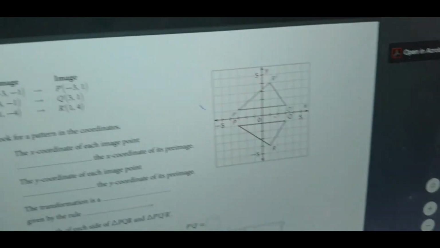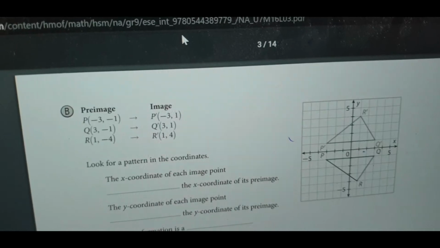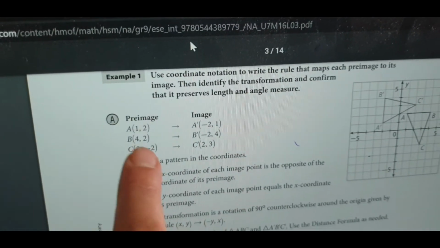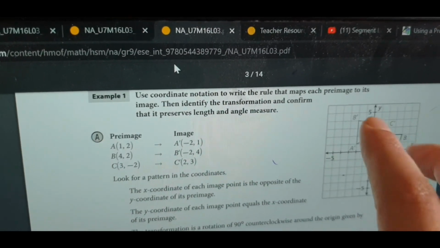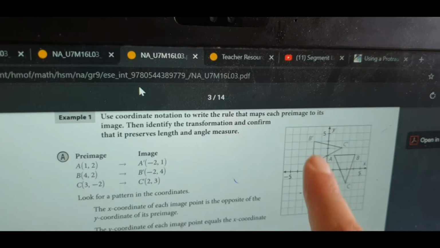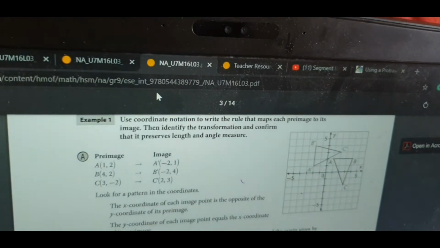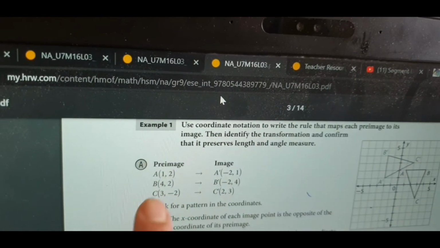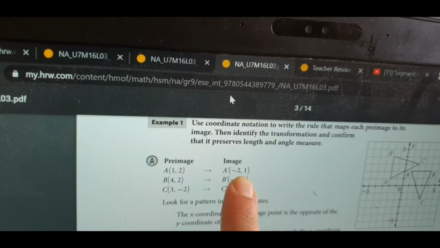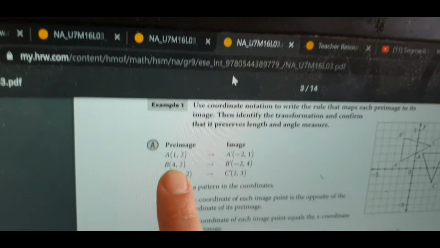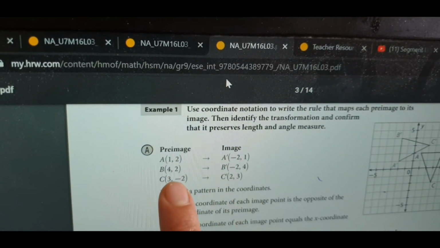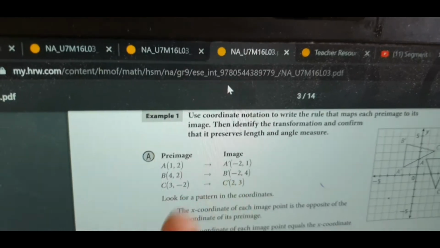In the example that I will leave you, it's written. If it's not written, the coordinates of the pre-image and the image, you have to extract them. You are going to extract the points from the image and the pre-image: A, B, C, and A prime, B prime, C prime. And this is my image and pre-image. A, 1 and 2, becomes negative 2 and 1. B was 4 and 2, it becomes negative 2 and 4. C, 3 and negative 2, becomes 2 and 3.